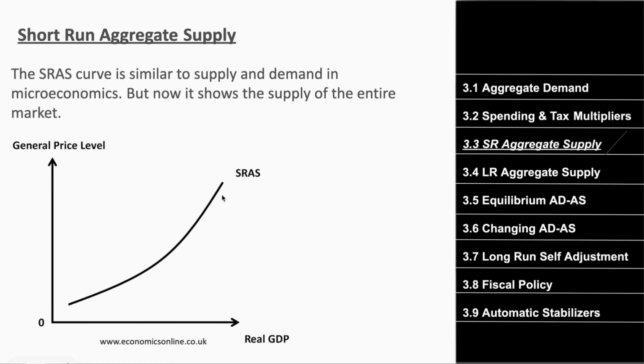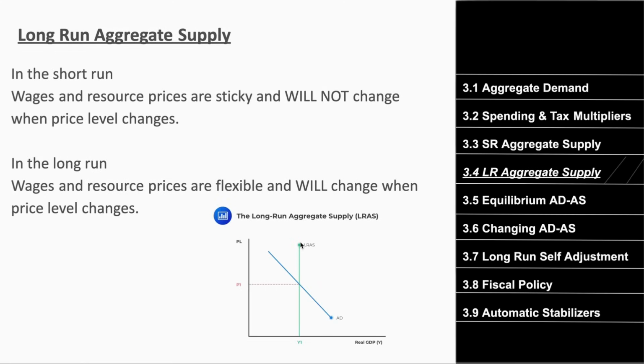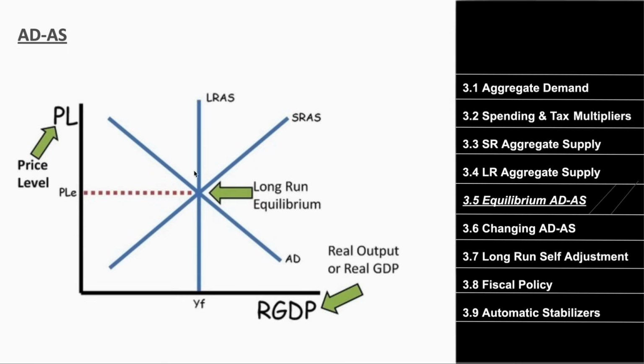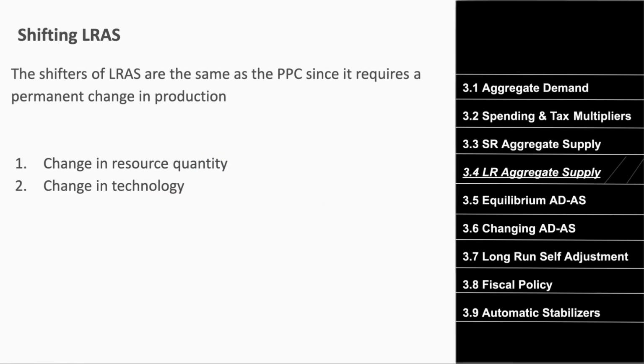So it's a positive line, kind of like this. In the long run, it's kind of like this. It's a straight line. You don't really need to understand the justification. Just remember that long-run aggregate supply is like this. It's a straight line, just like that.